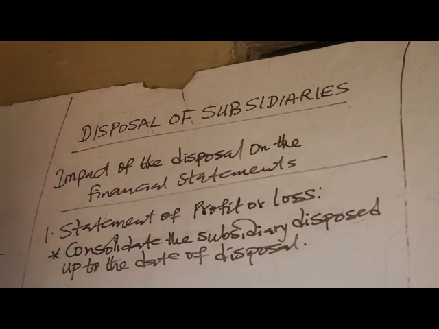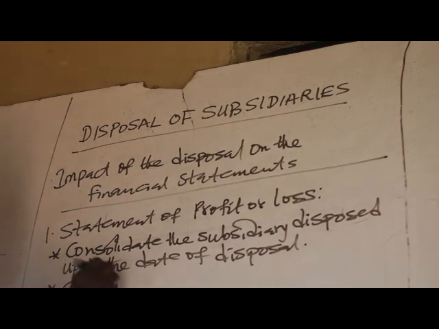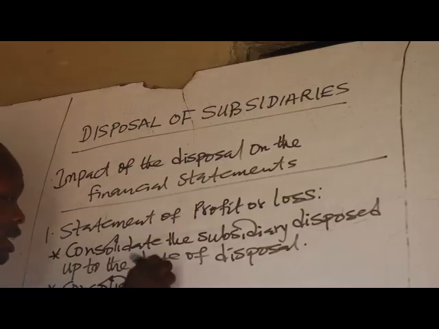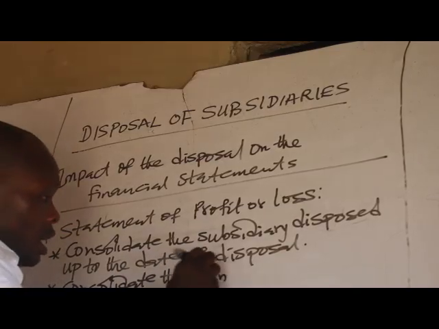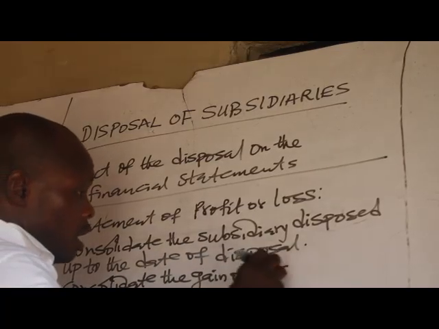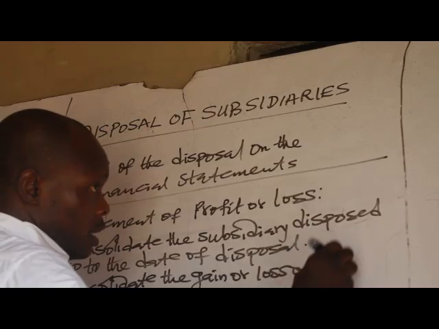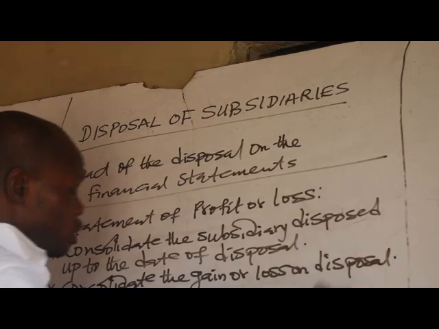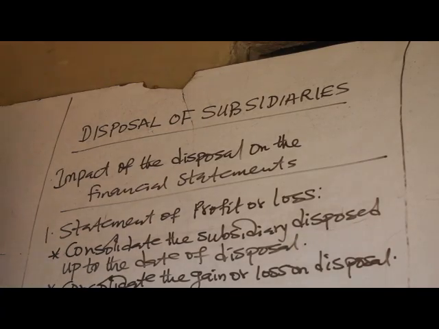Step 2 is to consolidate the gain or loss on disposal. These are the steps you need to follow when consolidating the statement of profit or loss. So these are the impact of the subsidiary disposed on the consolidated statement of profit or loss.